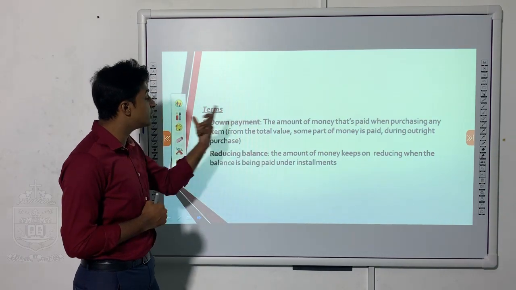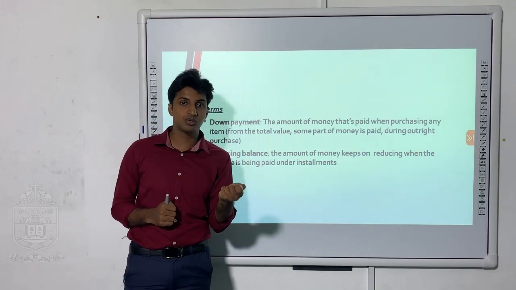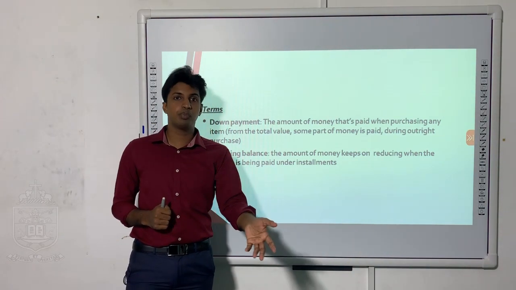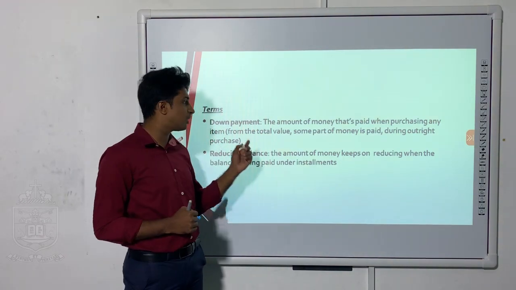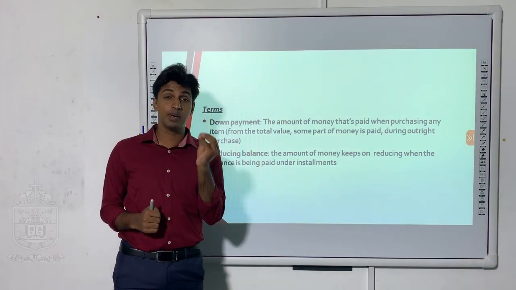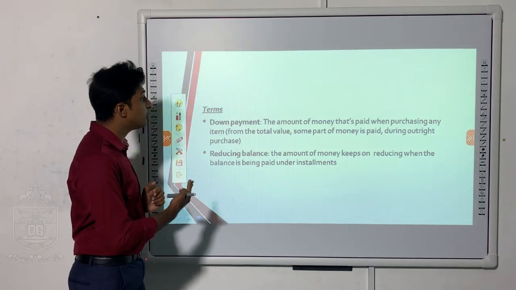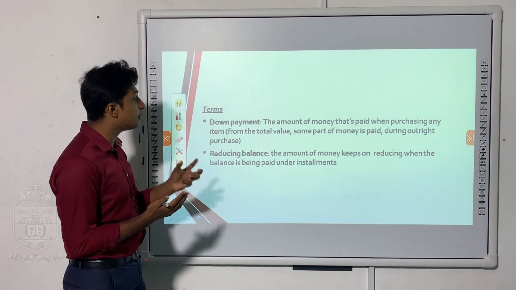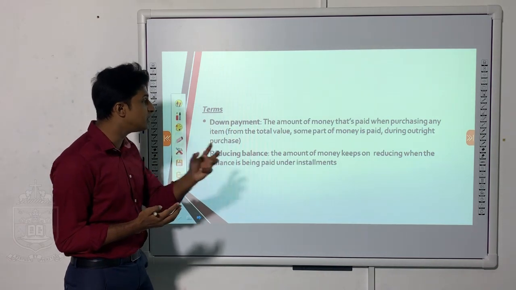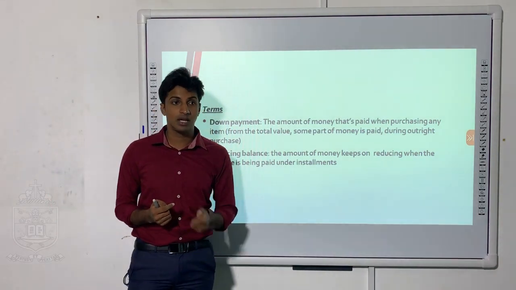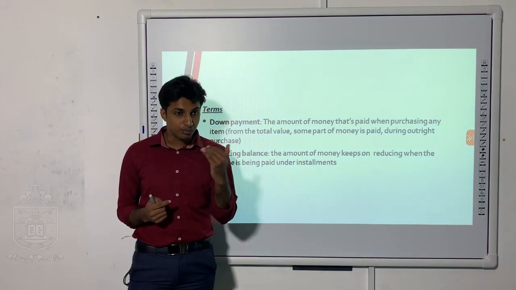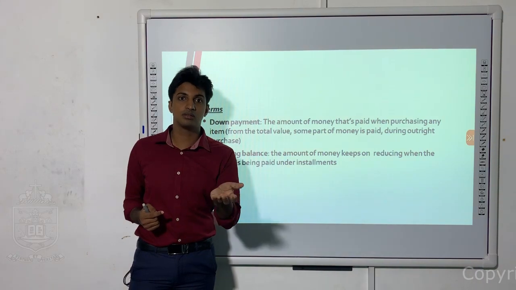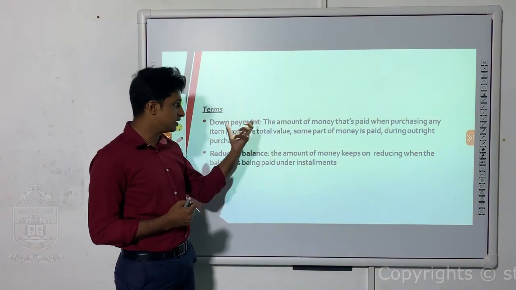The meaning of the word down payment is that at the very outright purchase, at the time you're going to buy the item, you pay an amount. That is what you call a down payment, the amount that you pay at the very beginning. Some part of the total value is paid during the outright purchase. They don't give you the item free of charge. So you're going to buy the item, but at the same time you have to pay some amount to the owner. That is what you call a down payment.